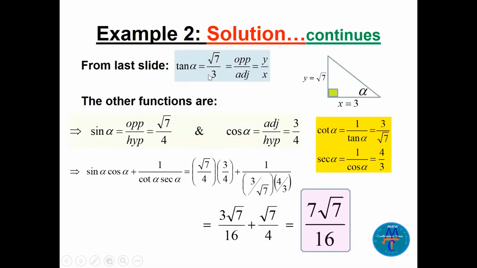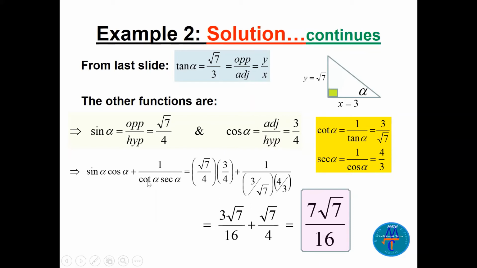So this is tan of alpha, given. The functions we found, sine of alpha, cosine of alpha. What do I need here? Cotan of alpha, 1 over tan alpha, which will be the reciprocal of the given. So 3 over square root of 7. Secant of alpha, 1 over cosine, the reciprocal of the cosine, 4 over 3. So I put here sine of alpha, this is sine, square root of 7 over 4. Cosine will be 3 over 4. So it will be 3 square root of 7 over 16, leave it.